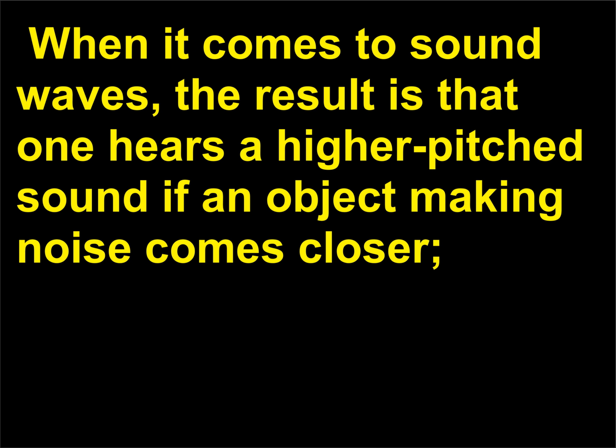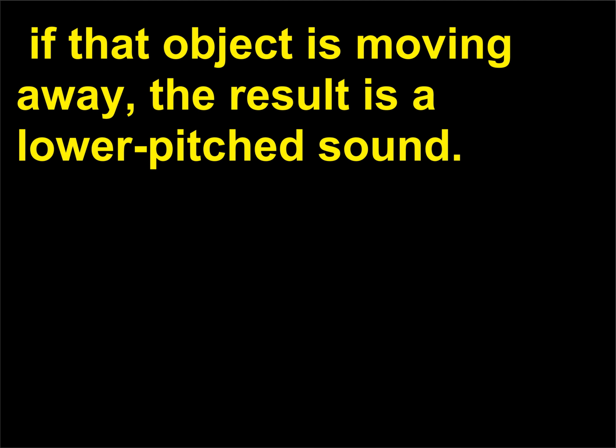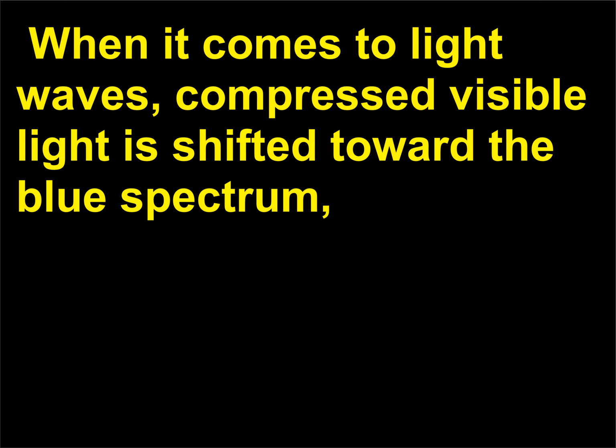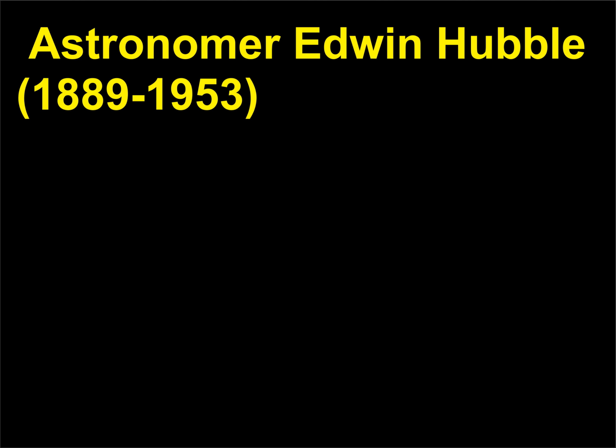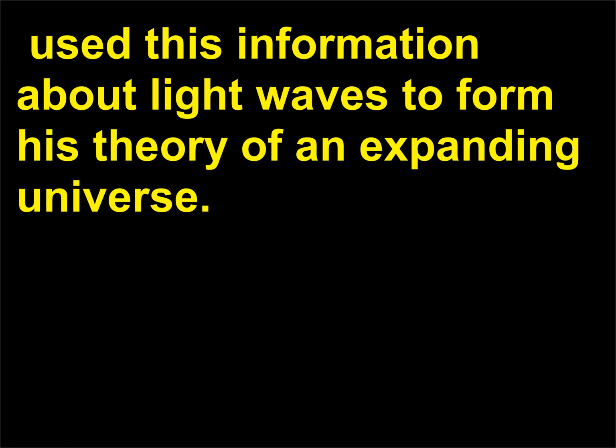When it comes to sound waves, the result is that one hears a higher pitched sound if an object making noise comes closer. If that object is moving away, the result is a lower pitched sound. When it comes to light waves, compressed visible light is shifted toward the blue spectrum, while it is red shifted if objects are moving away. Astronomer Edwin Hubble, 1889 to 1953, used this information about light waves to form his theory of an expanding universe.